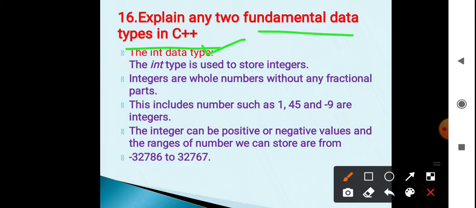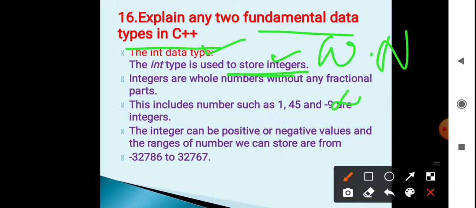So the int data type is used to store integers. In the last question paper, this was a 5 marks question, which I have discussed, right? The int data type is used to store integers without any fractional parts. Only whole numbers will be present in the integer data type.